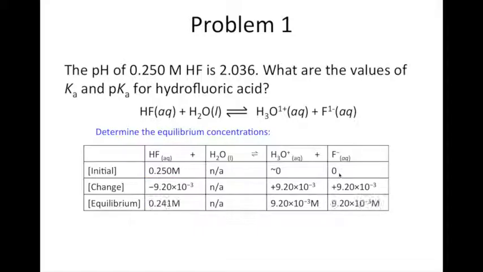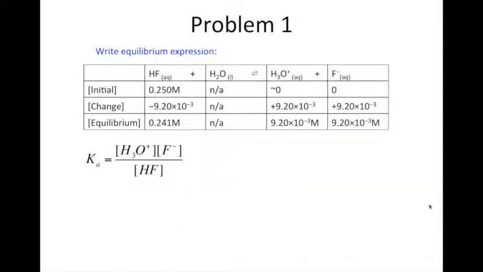So we should have equilibrium concentrations of 0.241 molar and 9.20 times 10 to the minus 3 molar for fluoride. So again, please appreciate how we determined our equilibrium concentrations. That's key. Now we just need to write our equilibrium expression.